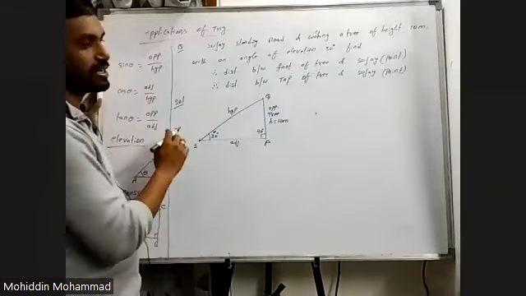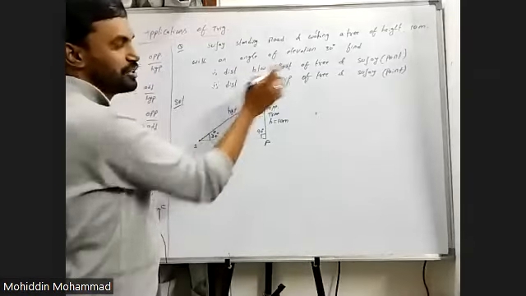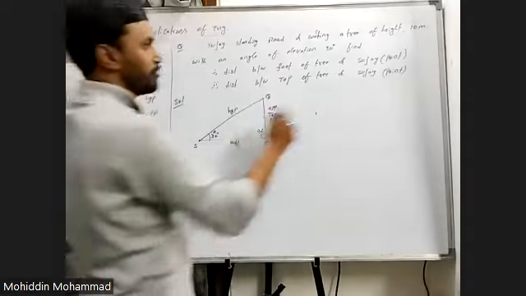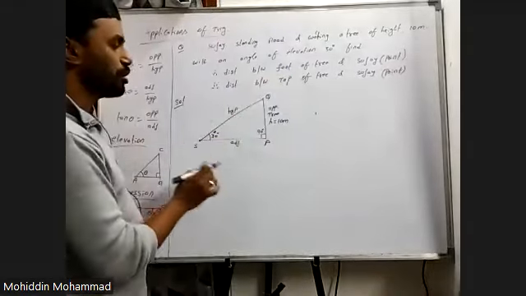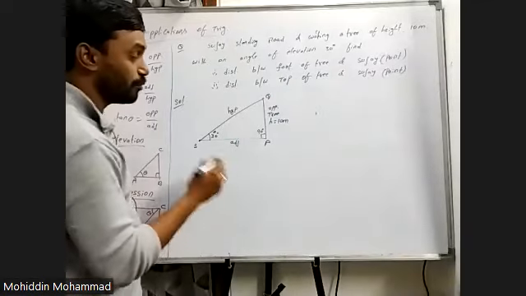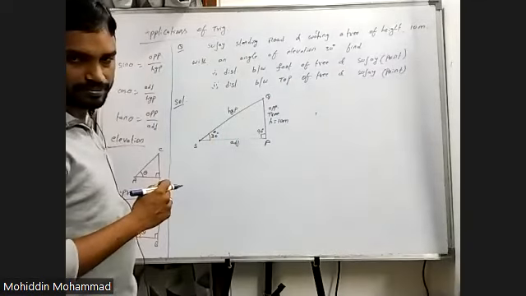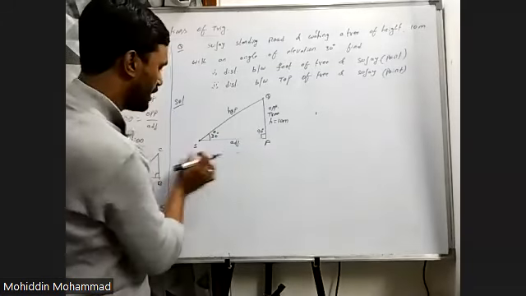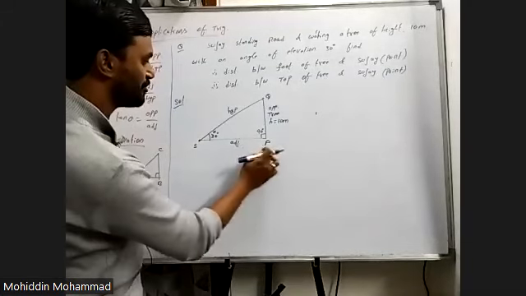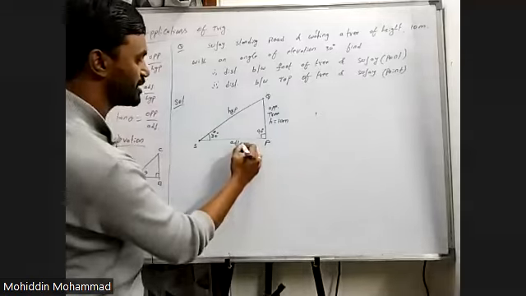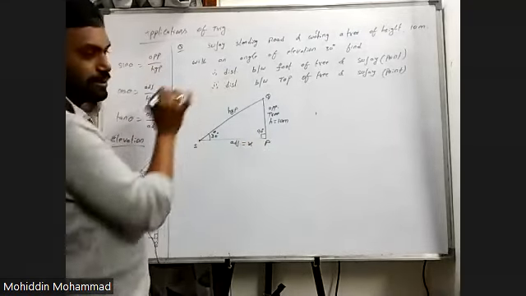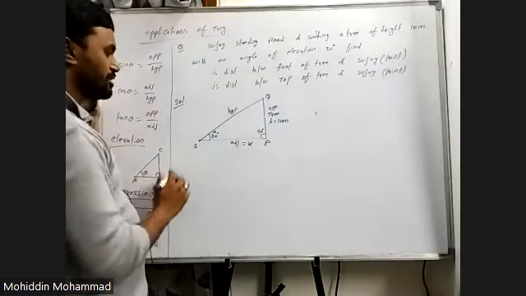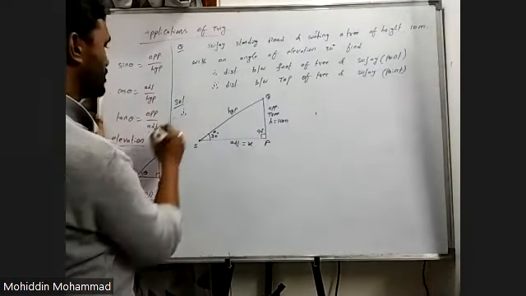Now the first question they are asking: the distance between the foot of the tree and Sujay. Let this be x. Where is the foot of the tree? P is the foot of the tree, and this is Sujay. What they want is adjacent. Let it be x. First, x they want.